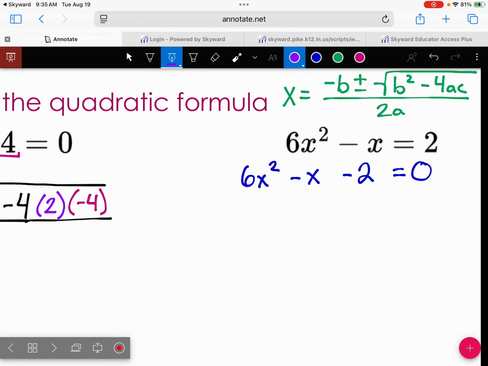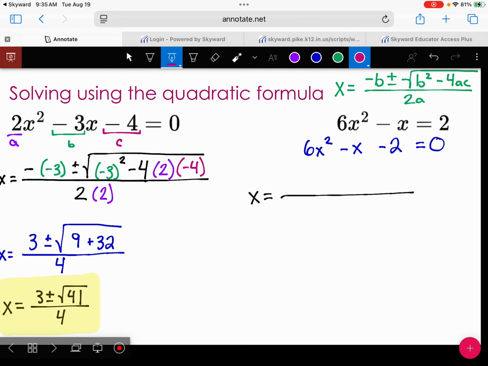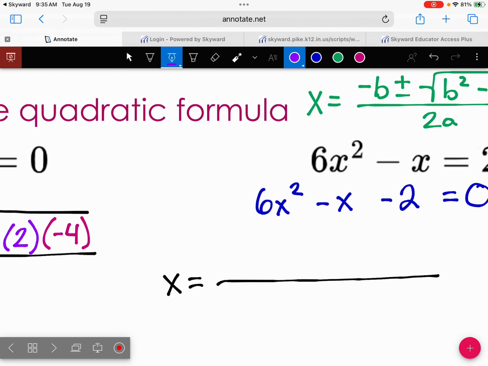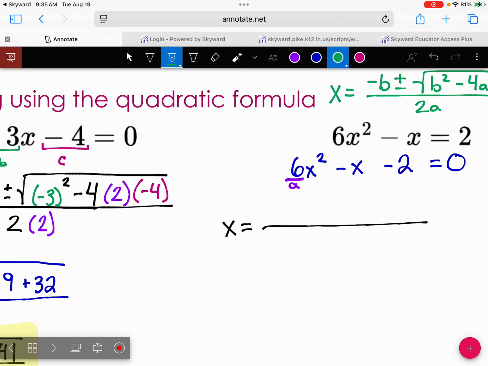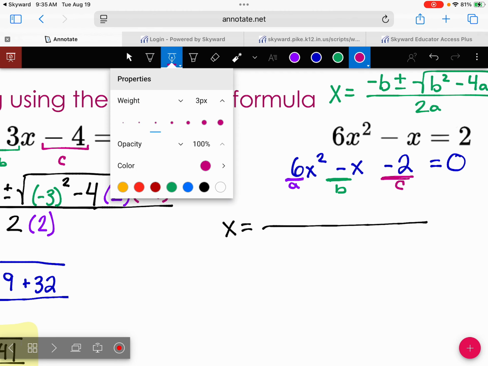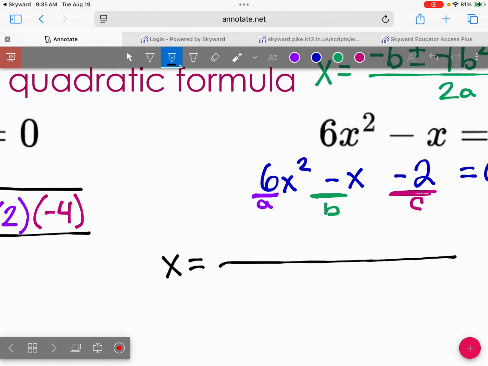So then we can put this through our quadratic formula, same exact way we did before. We just have a different a, b, and c. So this time we have our a as our 6. We have our b. What's our b? Negative 1. And our c? Negative 2. We're going to put all those pieces in to see what happens.